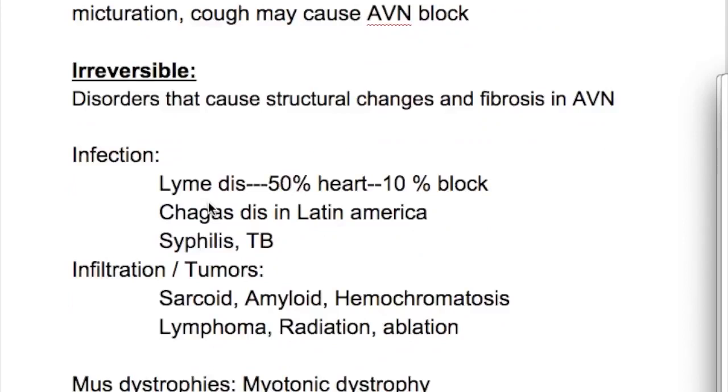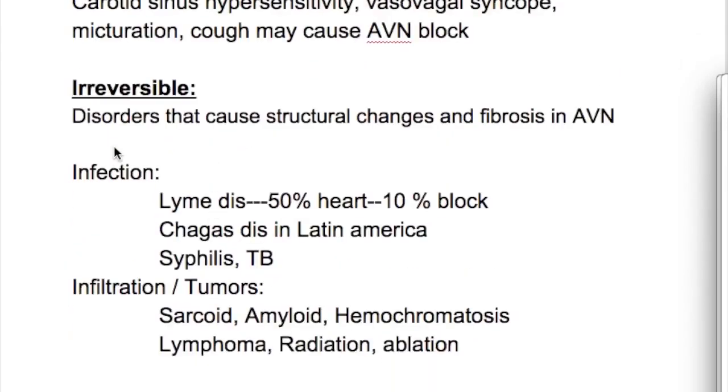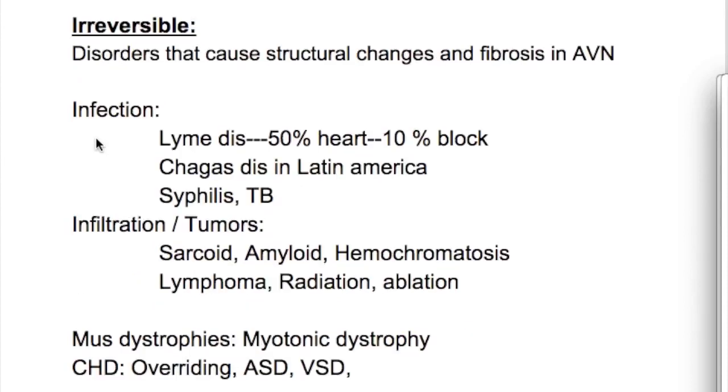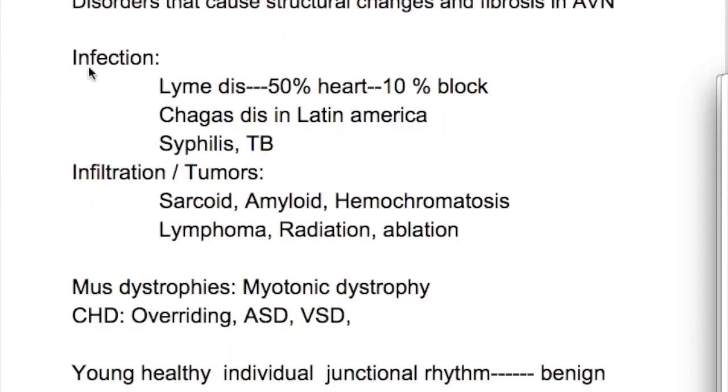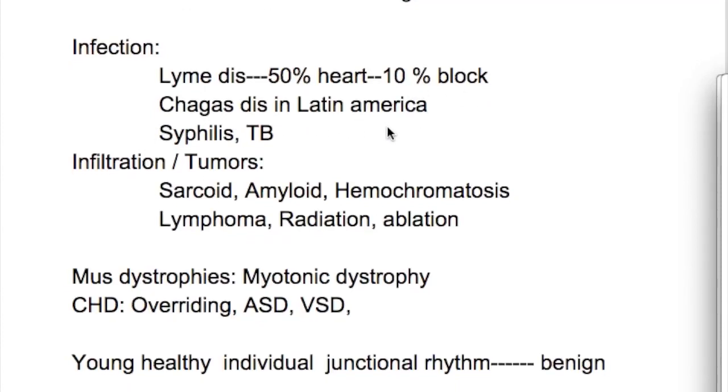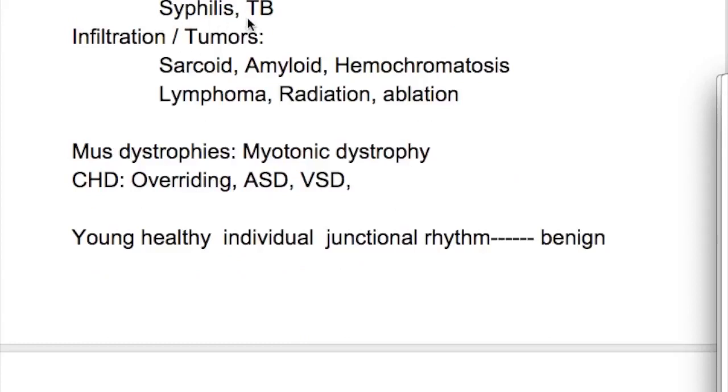Irreversible causes of the block. Disorders that cause structural changes, damage, and fibrosis in the AV node will cause irreversible block. These include number 1, infections. Amongst the infections, important is Lyme disease, which involves the heart in 50% of cases and 10% of cases cause block. Chagas disease in Latin America causes blocks. The other infections are syphilis and tuberculosis.